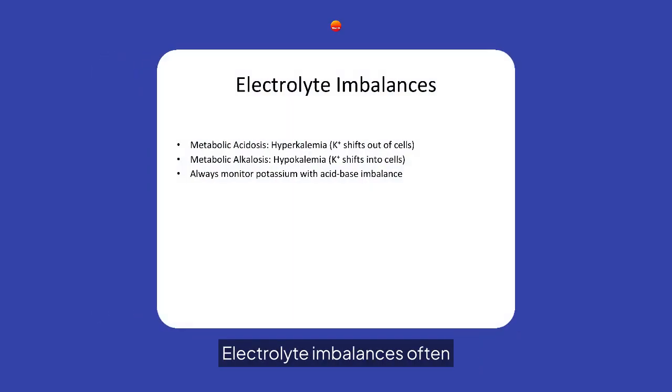Electrolyte imbalances often accompany acid-base disorders. Metabolic acidosis can cause hyperkalemia, while metabolic alkalosis may lead to hypokalemia. Monitoring potassium levels is crucial in managing these imbalances effectively.